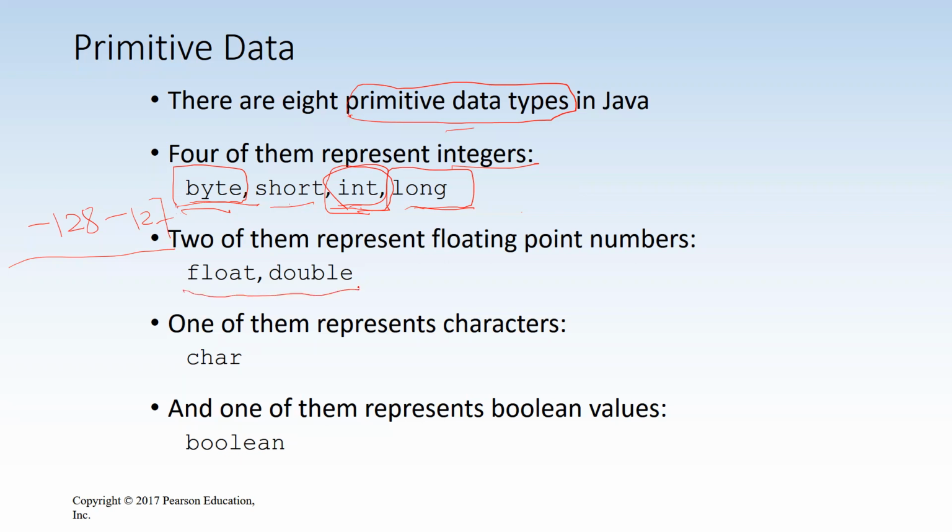And then we have 2 of them that represent floating point numbers, that's decimal numbers, real numbers. So float is 4 bytes and double is 8 bytes. Much larger. And usually we use double. One of them represents a character, which is char. And then one of them represents a Boolean value. Boolean, we will discuss that. It is only 2 values. I have a slide for that.